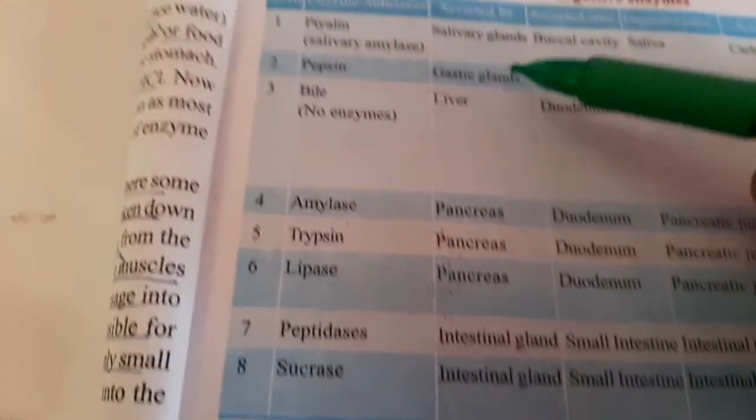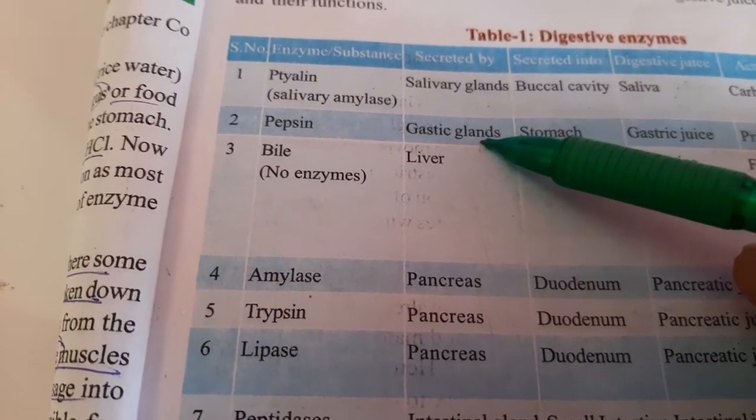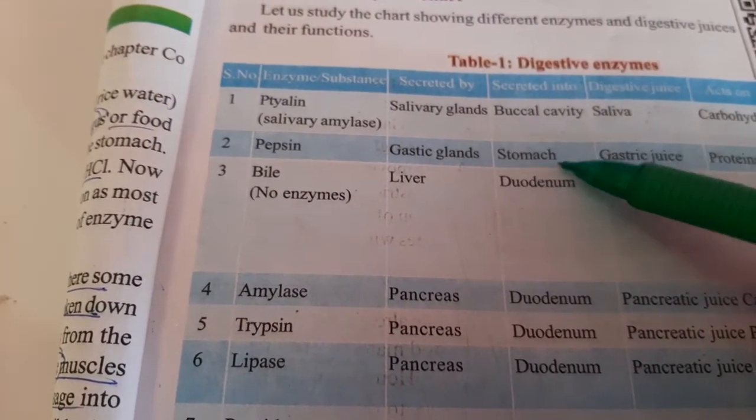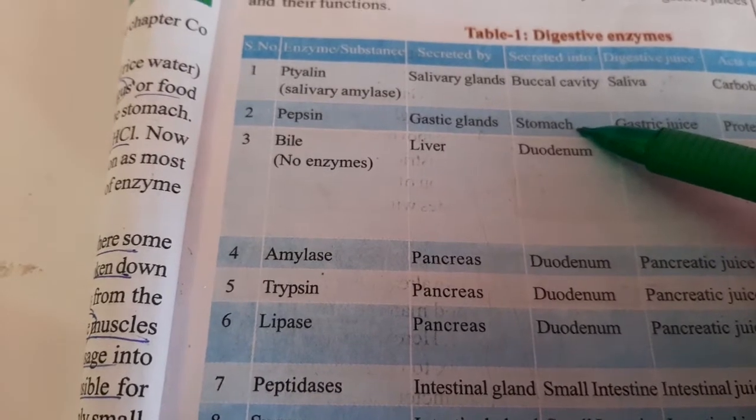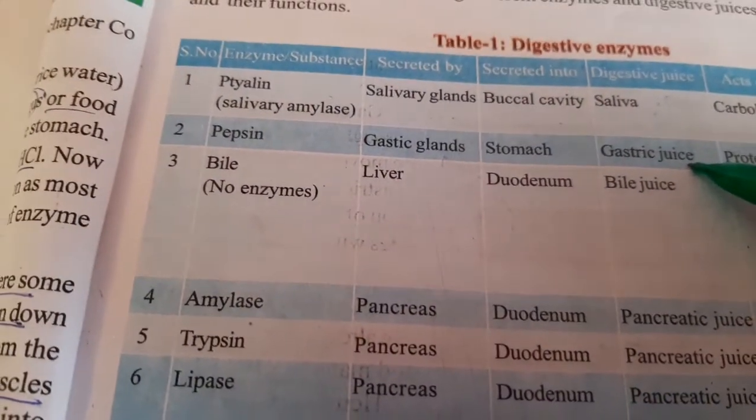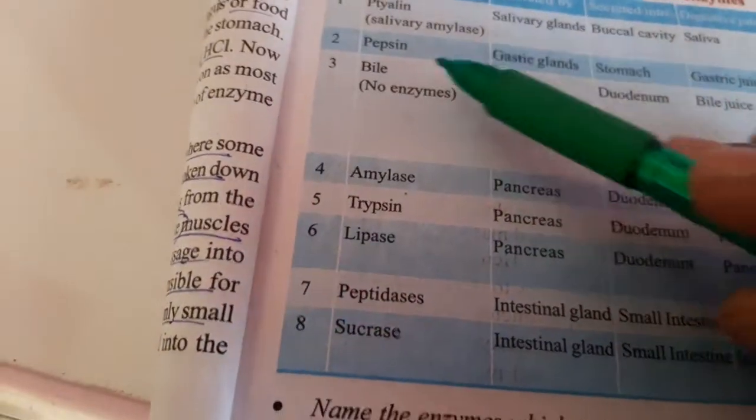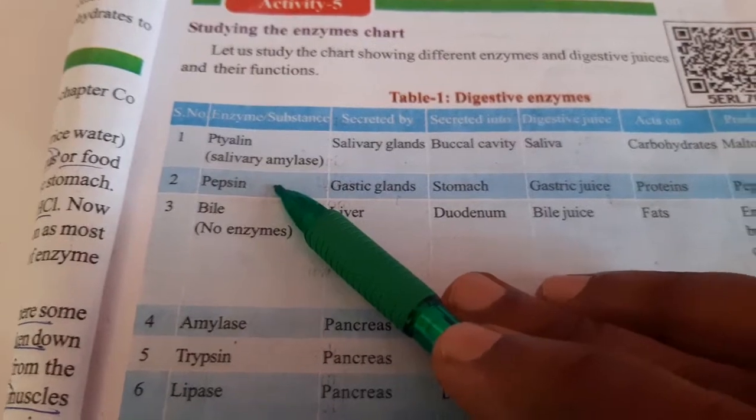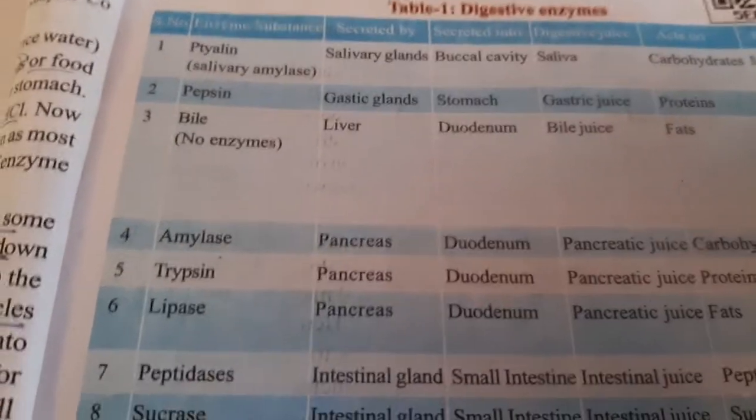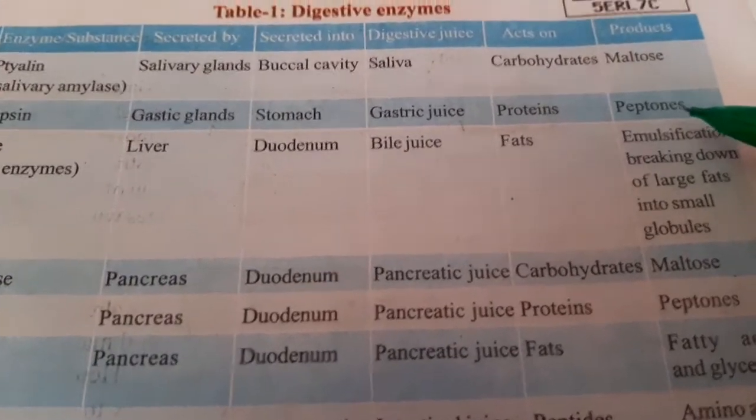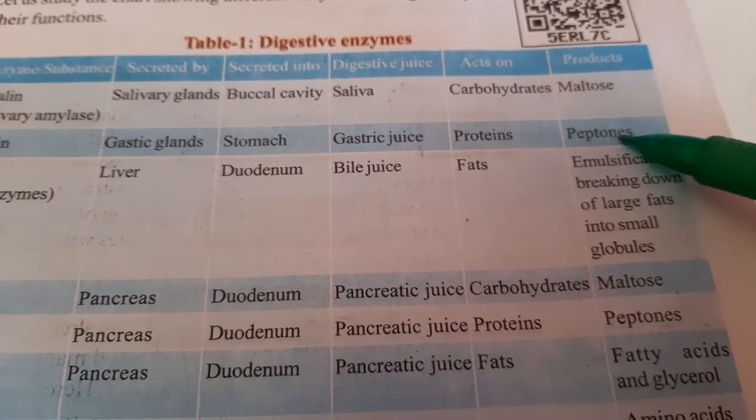Next digestive gland is gastric glands. So these gastric glands present located in our stomach part, and they produce gastric juice, and gastric juice contains pepsin enzyme. So this pepsin enzyme acts on proteins and converts the proteins into peptones.